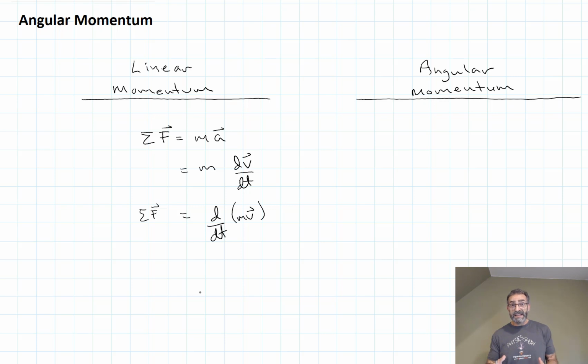So if the net force is 0, m times v has to be constant in time. The derivative has to be 0. It has to be constant. So there's something special about this quantity. Let's call that momentum. And that's another form of Newton's second law. The net force is dp/dt, the time rate of change of momentum.